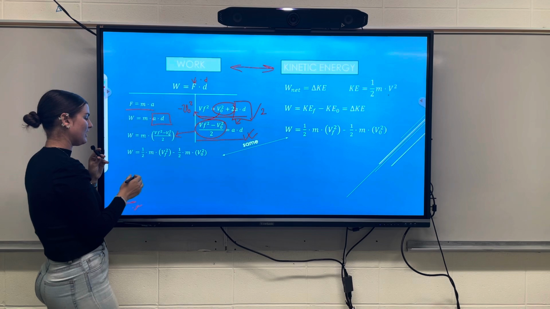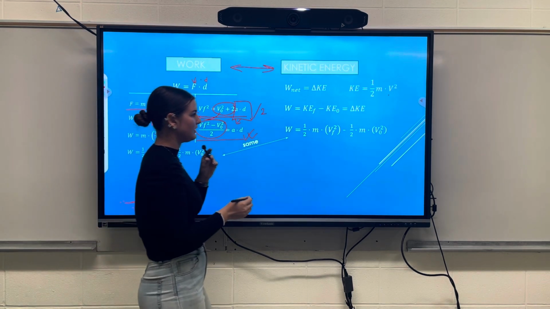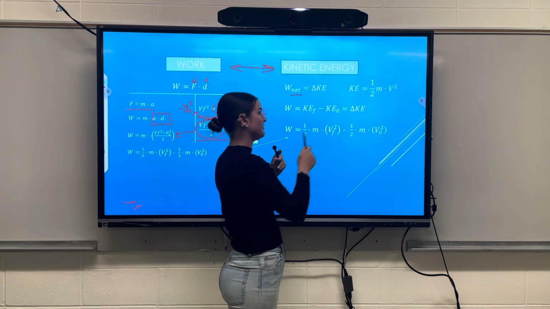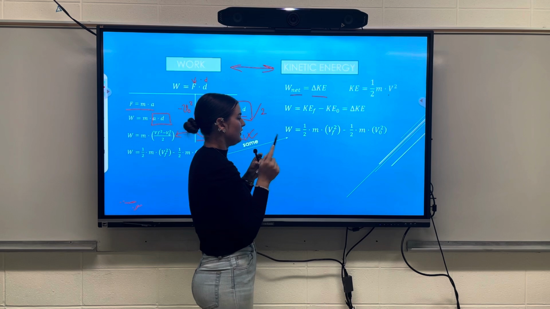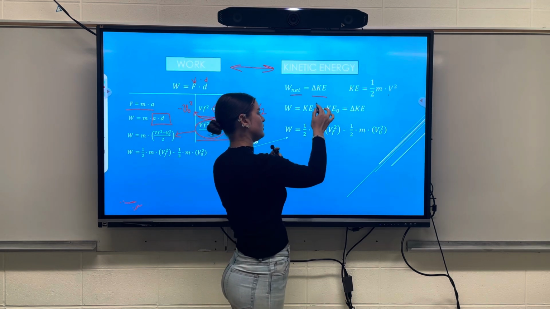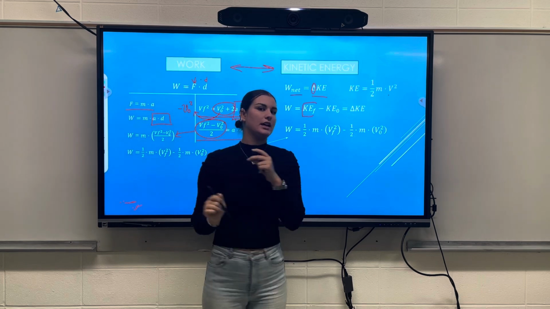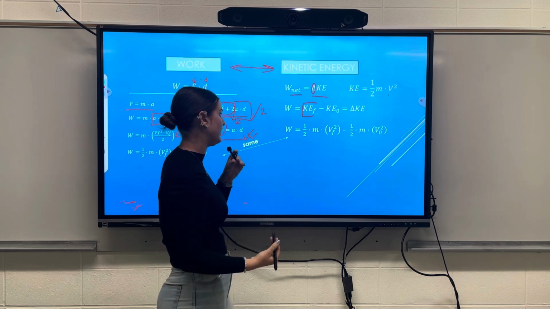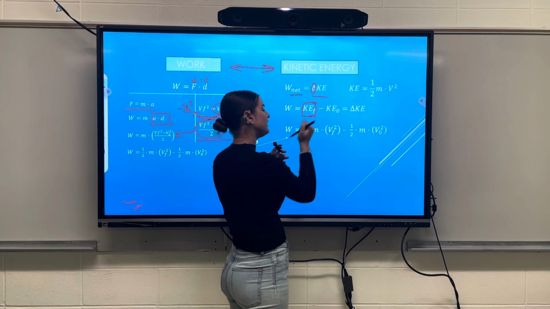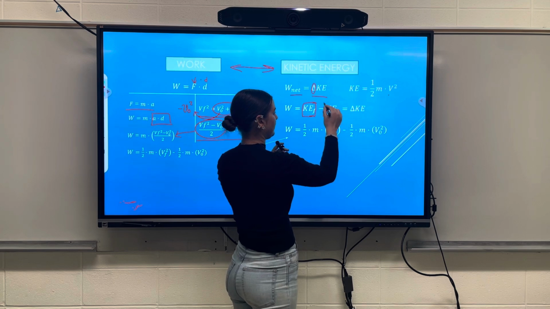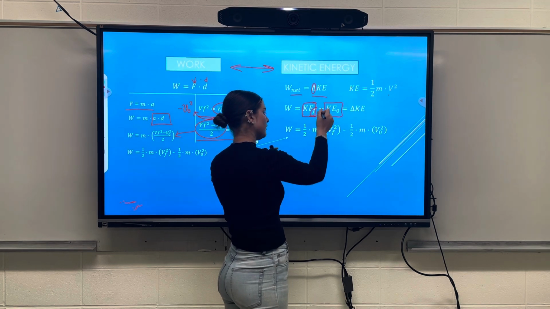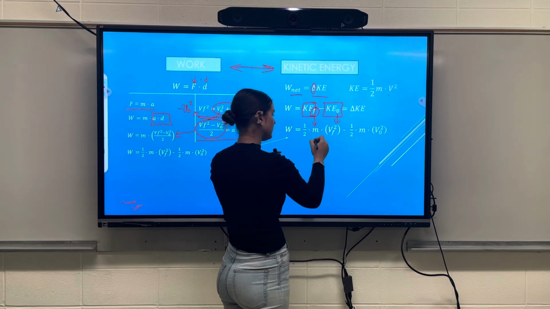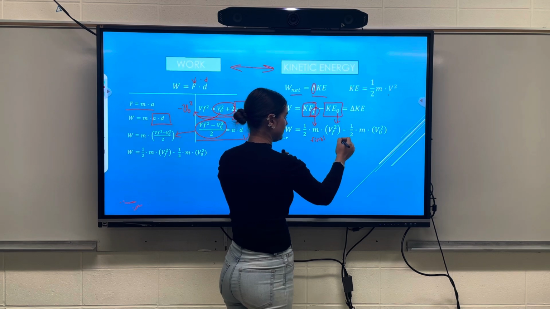And then here we can say that the work is equal to the change of kinetic energy. What does that mean? Work equals the change, and change is the subtraction of final and initial. So we have the final kinetic energy and we have the initial kinetic energy. Those small subscripts are representing them: this f for final, and then this 0 for initial.